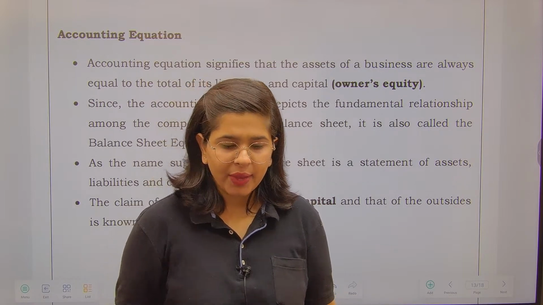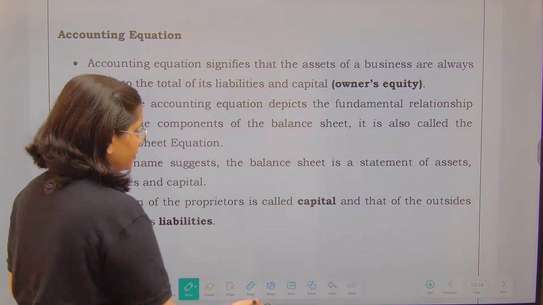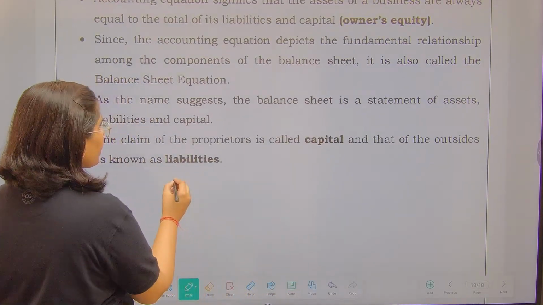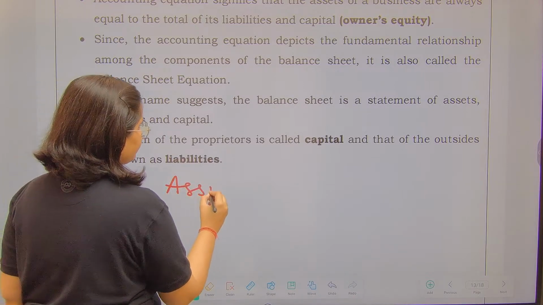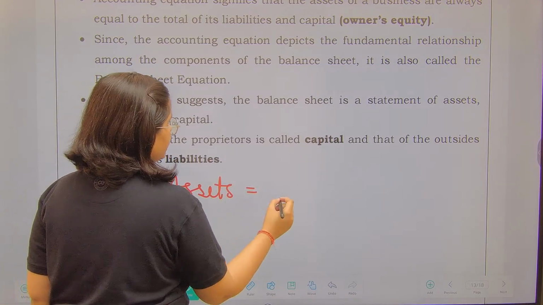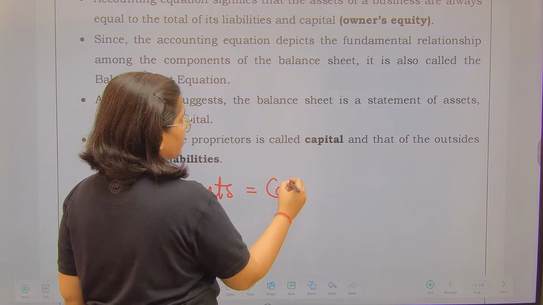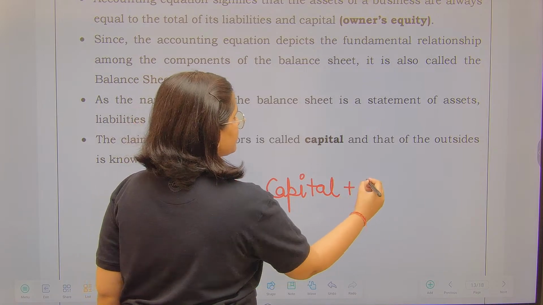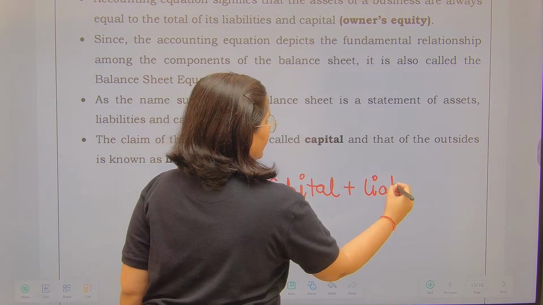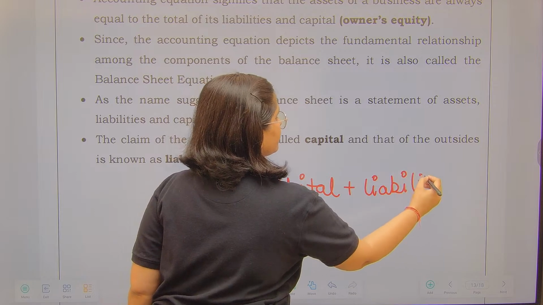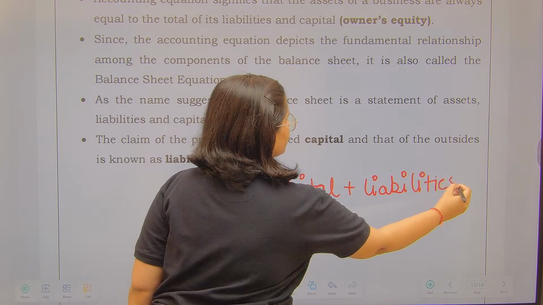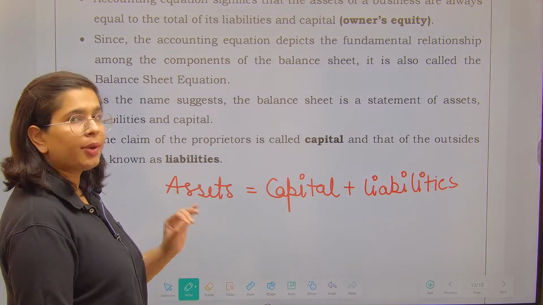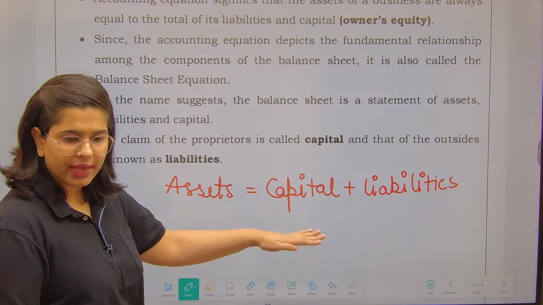So the accounting equation says to me that, please remember this, your assets is equal to, this is always true, right? Capital plus liabilities. Whatever transaction you might be doing does not matter. This equation will always hold true.